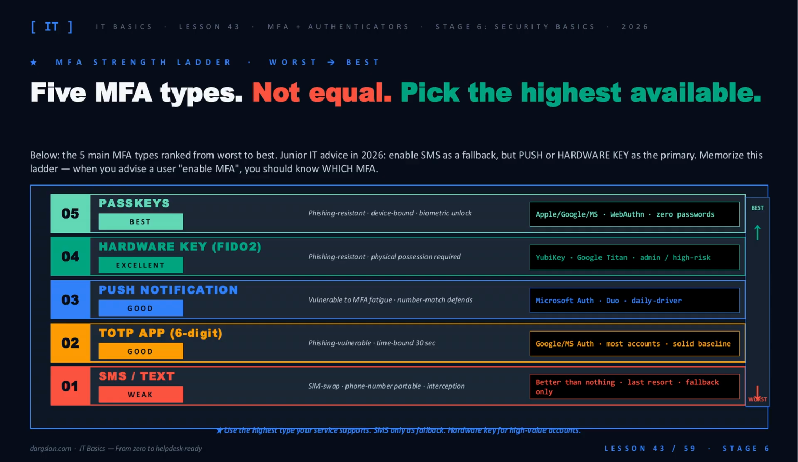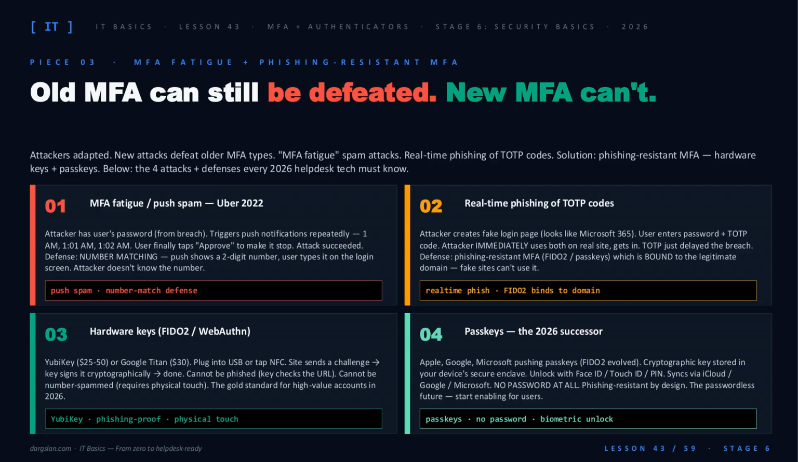Hardware keys like YubiKey are excellent and phishing resistant. Push these for admins and high-value accounts. And at the top, passkeys, device-bound, biometric, 0 passwords. The rule: always recommend the highest type the service supports. And speaking of fatigue, let's see why older MFA isn't bulletproof anymore.